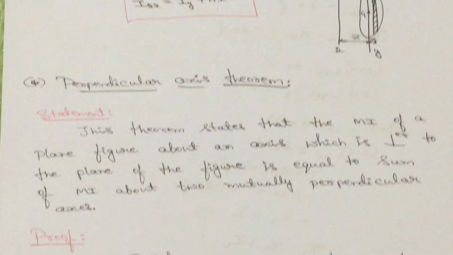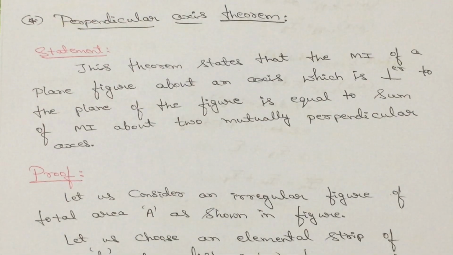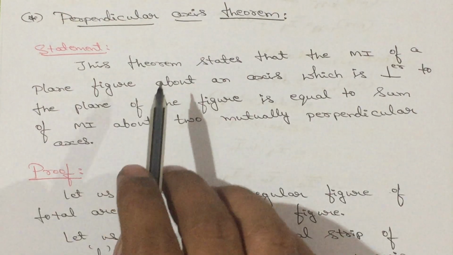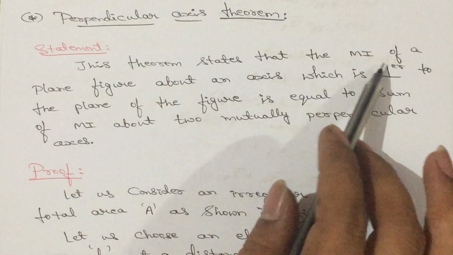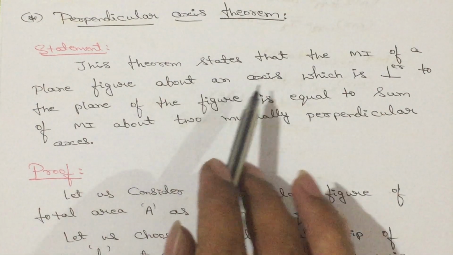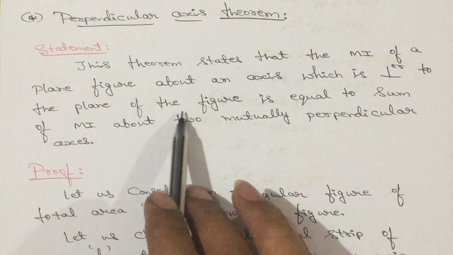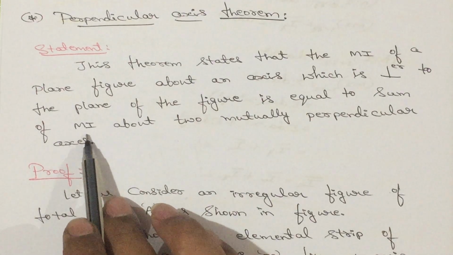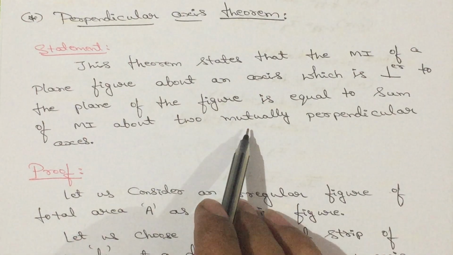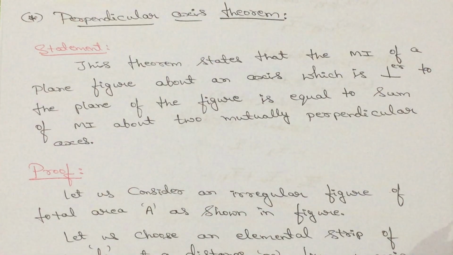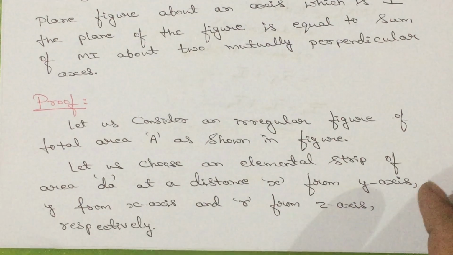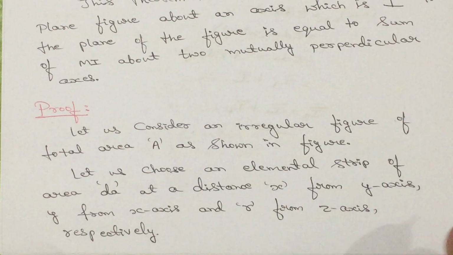We have another theorem, that is the perpendicular axis theorem. The statement is, this theorem states that the moment of inertia of a plane figure about an axis which is perpendicular to the plane of the figure is equal to the sum of the moments of inertia about two mutually perpendicular axes. Let us look into the proof. Here also we are going to derive some formula.